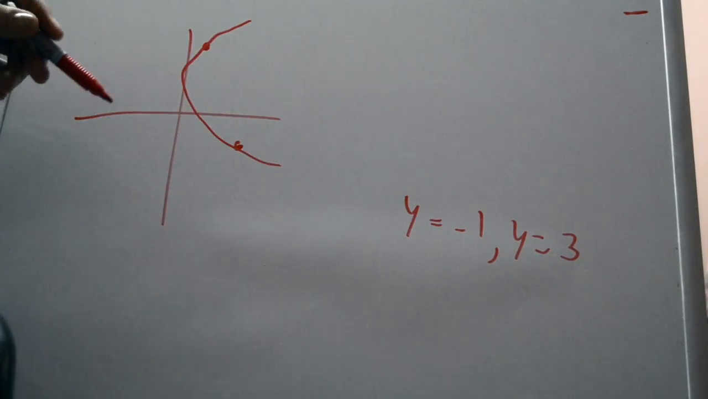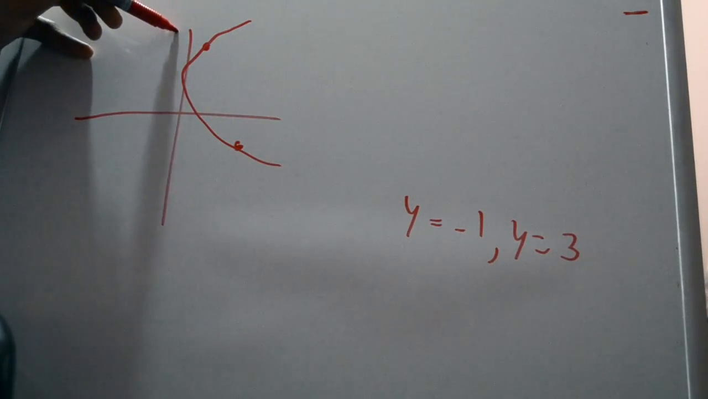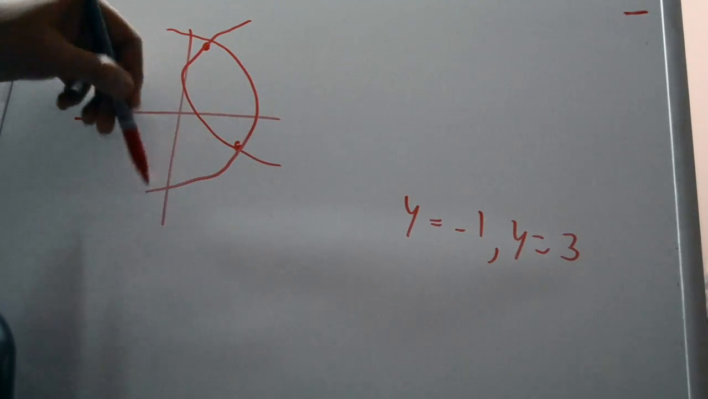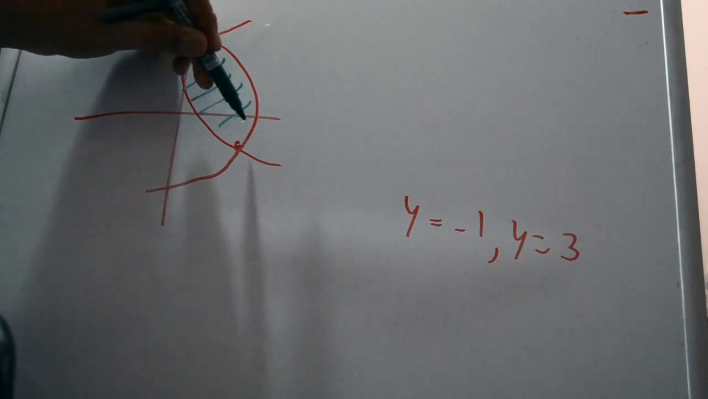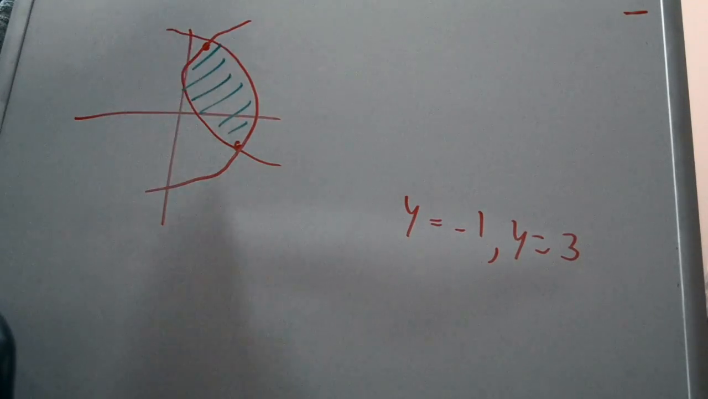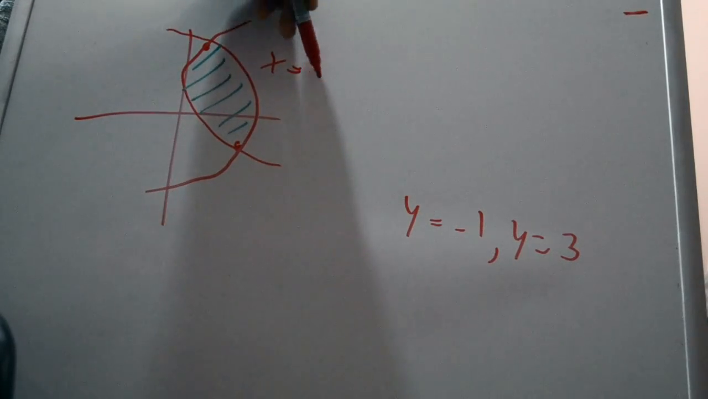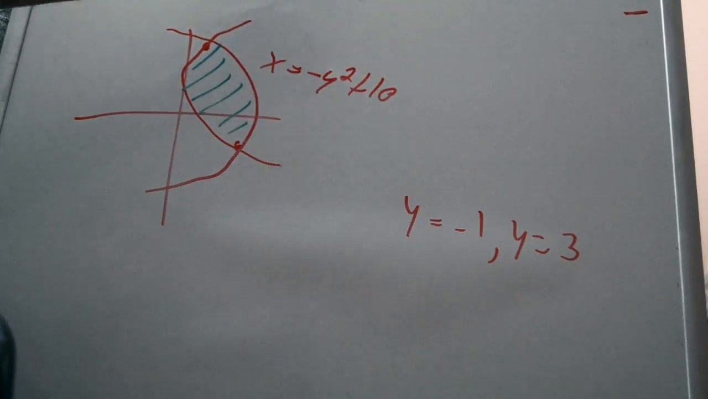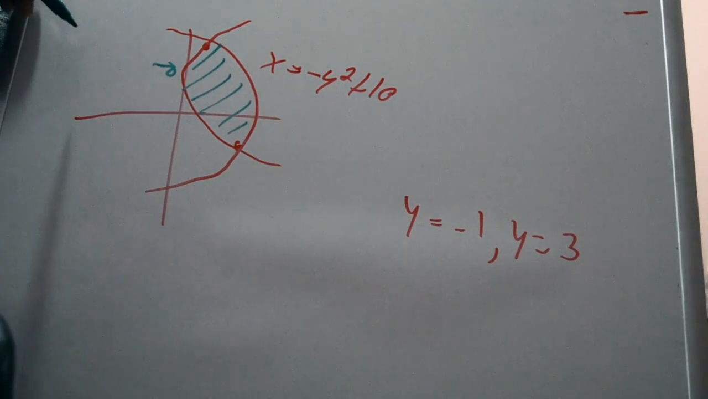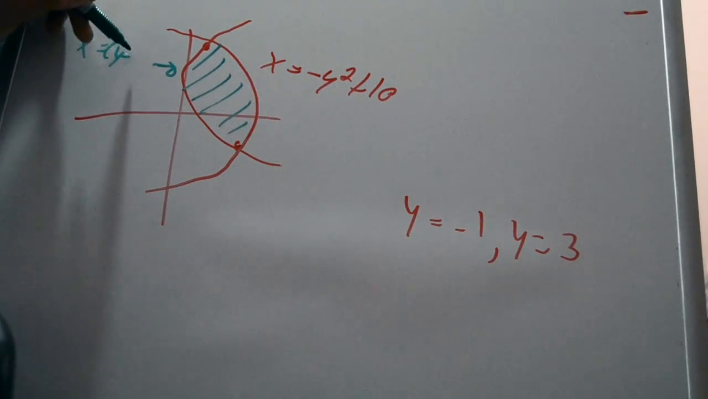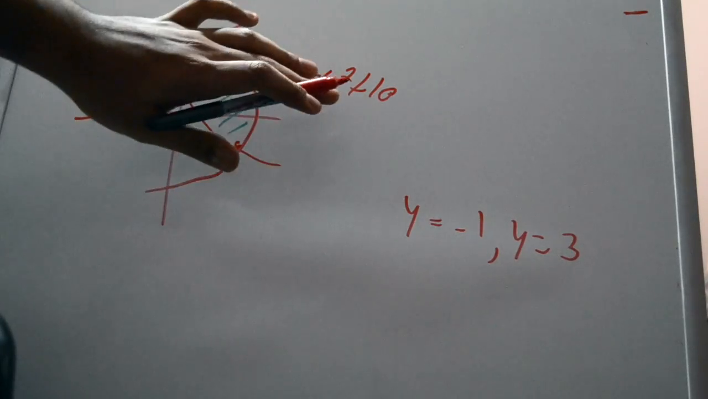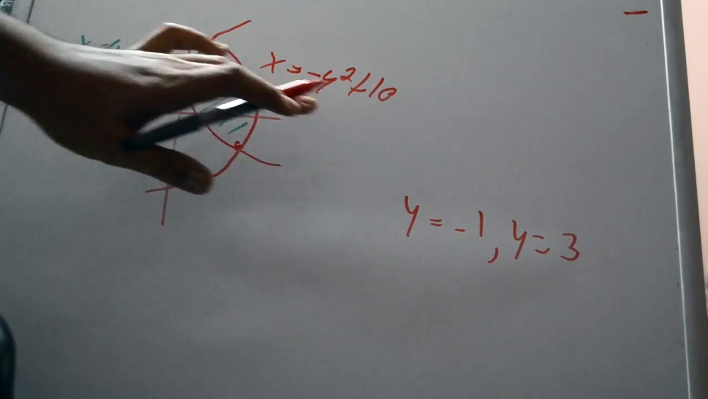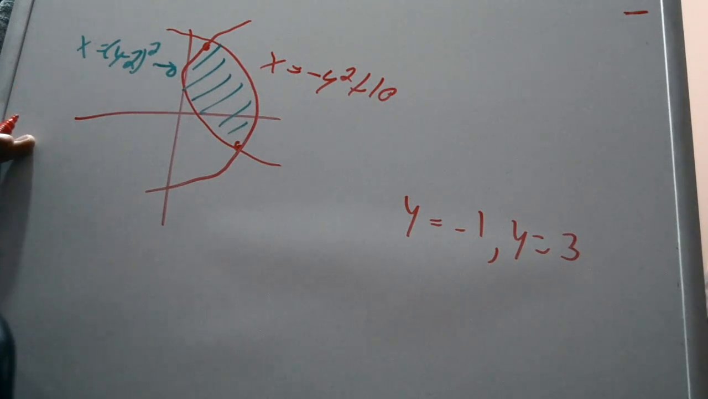Just like that, and just like that. So like that, and the area will be bounded between them, and our rightmost function is x equals negative y squared plus 10, and the leftmost function right here is going to be x equals y minus 2 squared. So what we can see here, our rightmost function is the negative y squared plus 10, our leftmost function is the y minus 2 squared.